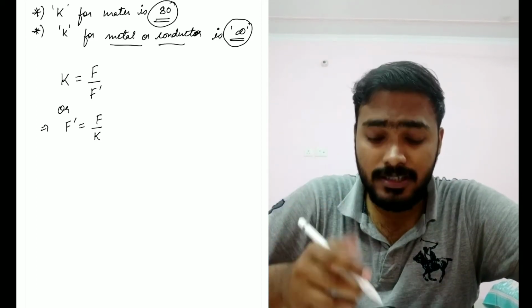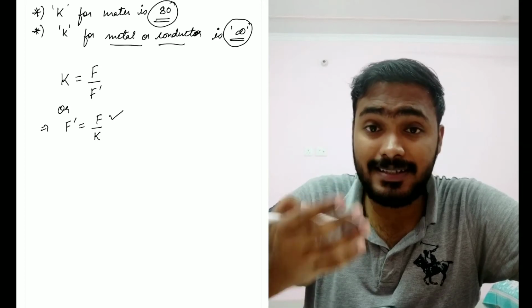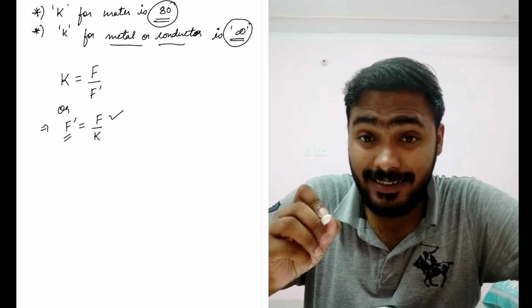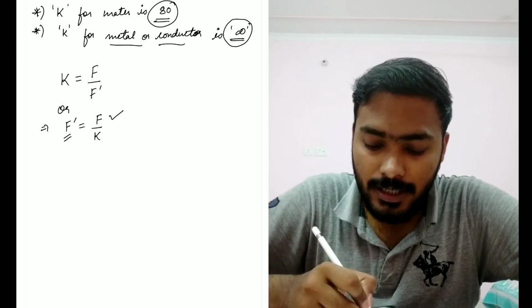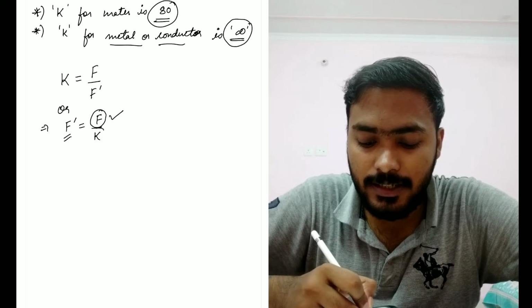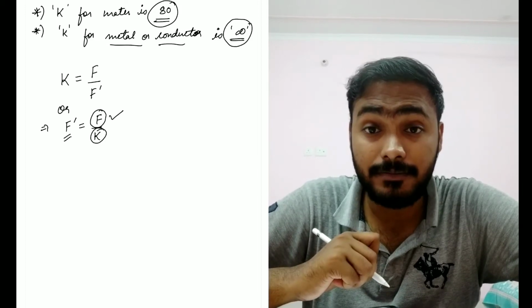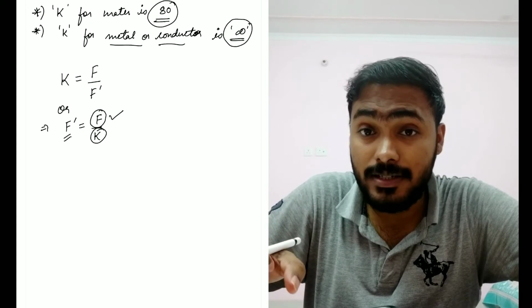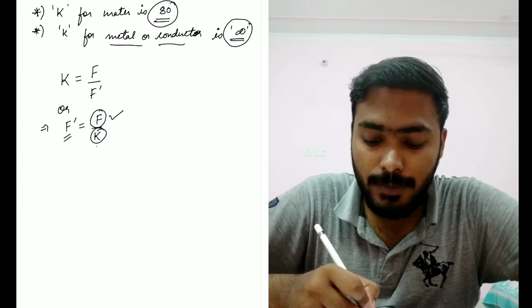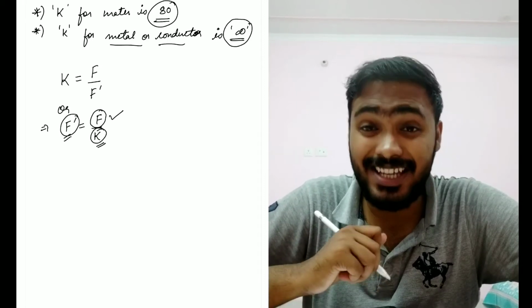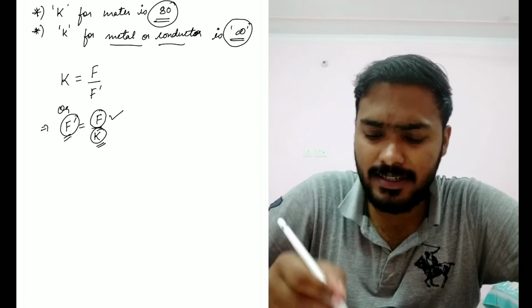Basically what this expression is telling you is that the moment you introduce a dielectric, a material or a medium, the force of interaction is reduced by this factor K. It depends upon the material you have inserted in between. Depending upon that material, the force of interaction will change. I hope that is understandable. Let's take an example.